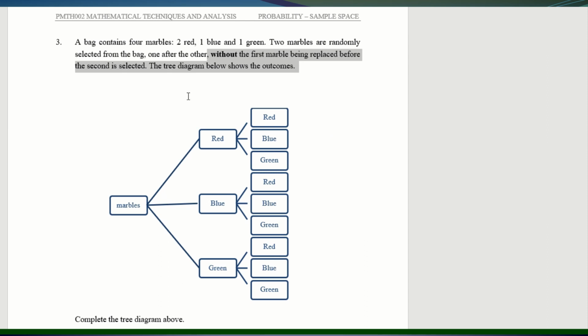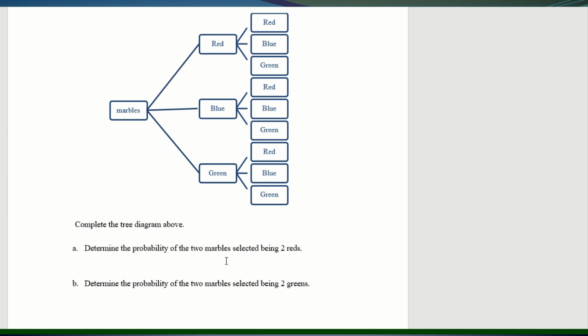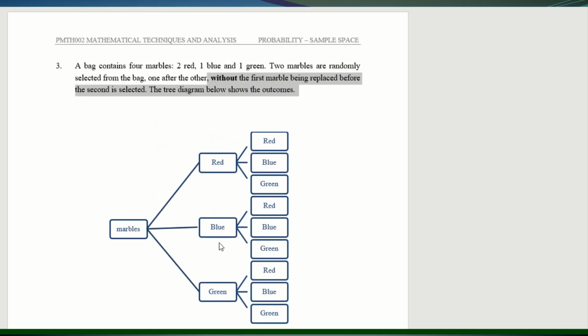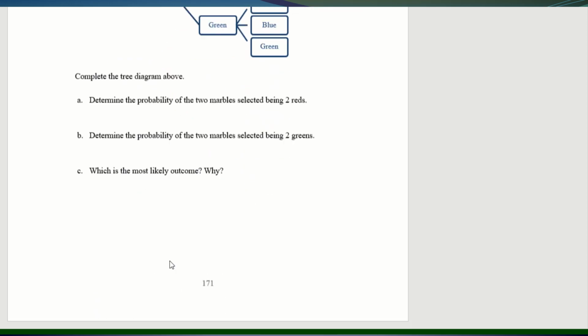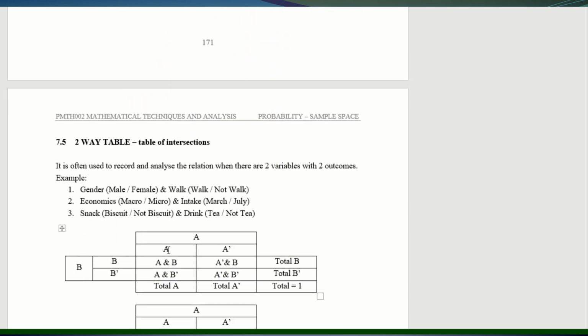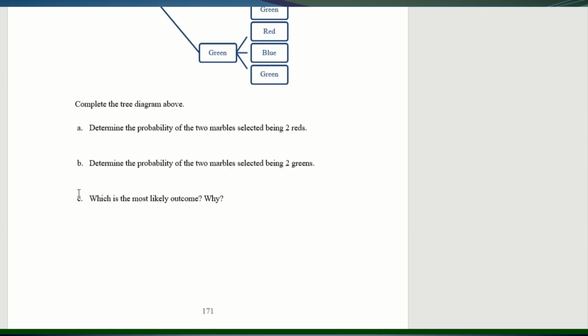Here they already draw the tree diagram for you. All you need to do is fill up the probabilities. All right, fill it up. Okay, try to understand it slowly. You will get it. Okay. Next one, replace. So this is independent. So if I'm replacing it back, whatever probabilities I have here, here will be exactly the same. Because it won't change. It is the same. All right. So that's about it for the tree diagram.